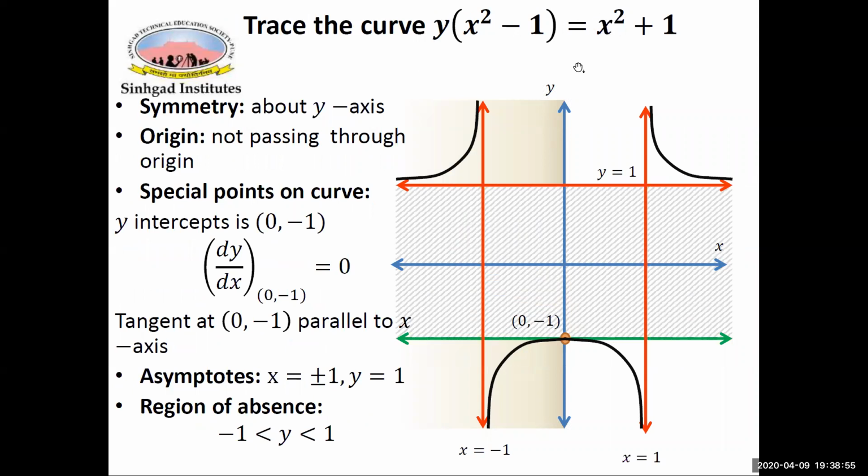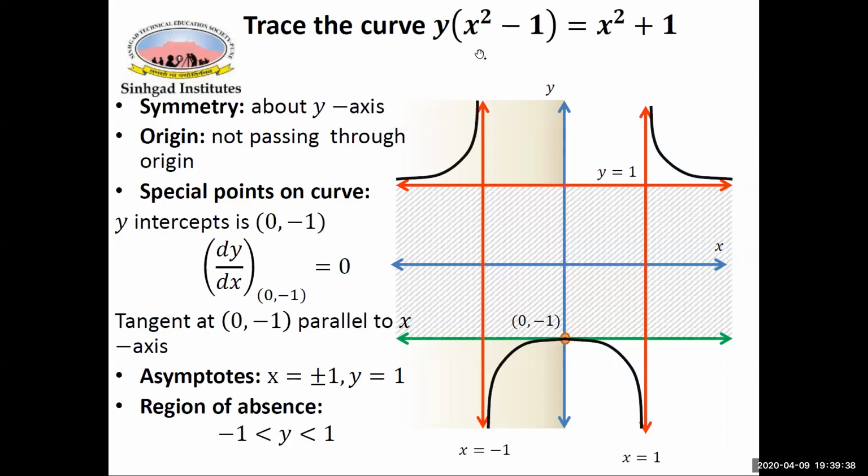Now the next question: trace the curve y into x square minus 1 is equal to x square plus 1. This is a little bit different nature of curve, where the curve exists at very different places in the plane. If you see, the powers of x are even, so it is symmetric about the y-axis. It has constant term 1, hence it will not pass through origin. Naturally, there will not be a tangent at origin.